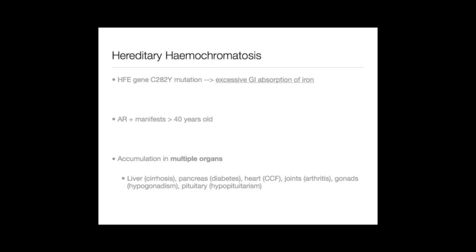this particular mutation. I mean, it should be said that those are probably the key two organs, aren't they? The liver and the pancreas. And that's why this is often actually called bronze diabetes. That's right, exactly.